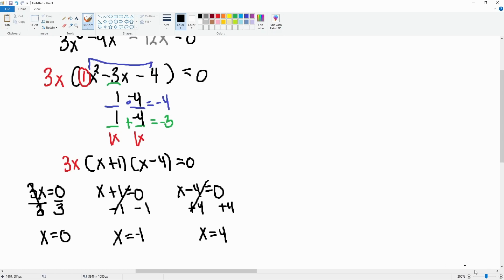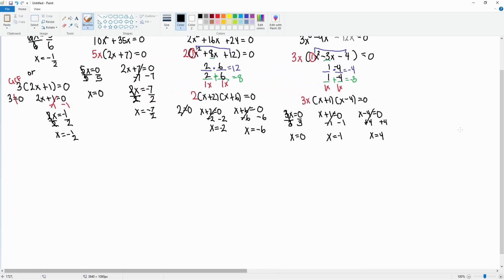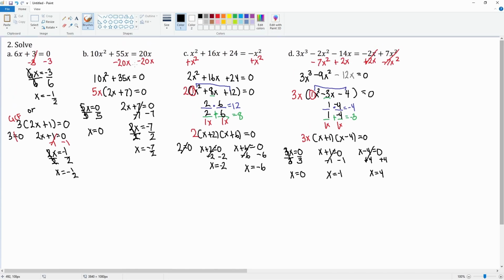Everything else, take a look. Notice that the second and third, B and C, the highest degree was 2. It was a quadratic, therefore there are 2 solutions. A was a linear term. There was only 1x. That's why there's only 1 solution. The highest degree tells you how many solutions there are to the polynomial.